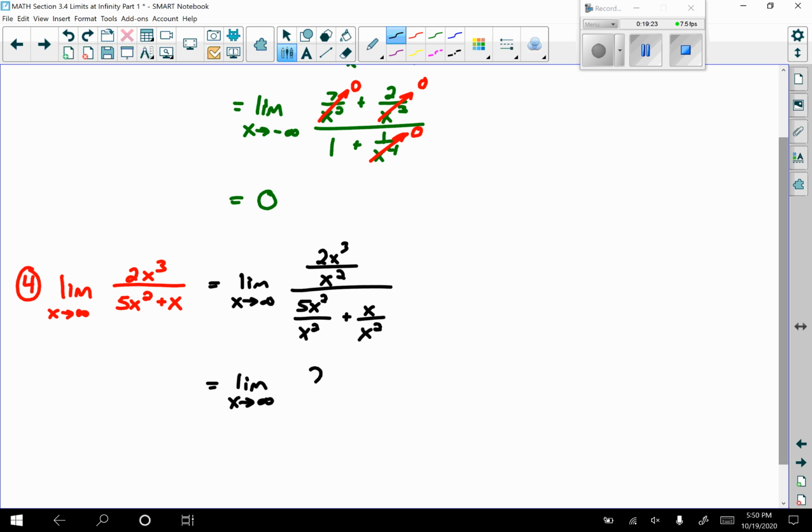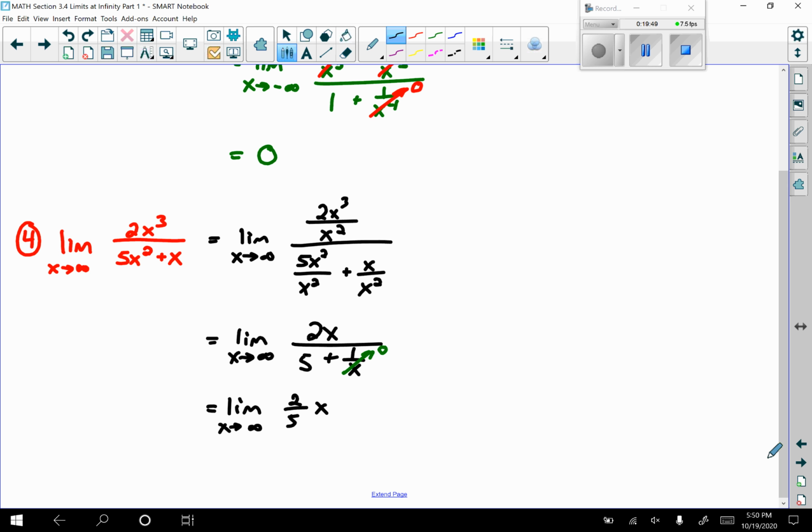So up top, I'm going to get a 2x. In my denominator, I'm going to get a 5 plus 1 over x. So as x keeps increasing without bound, the only fraction I have here is going to go to 0. Now what's going to happen? I'm left with a 2x. So just to write this, the limit as x approaches infinity, if I have 2x over 5, that's the same thing as saying 2/5 x. So as x keeps increasing without bound, 2/5 times x is going to keep increasing without bound. So this keeps taking off and gets very large. So we're going to actually have an infinity here.